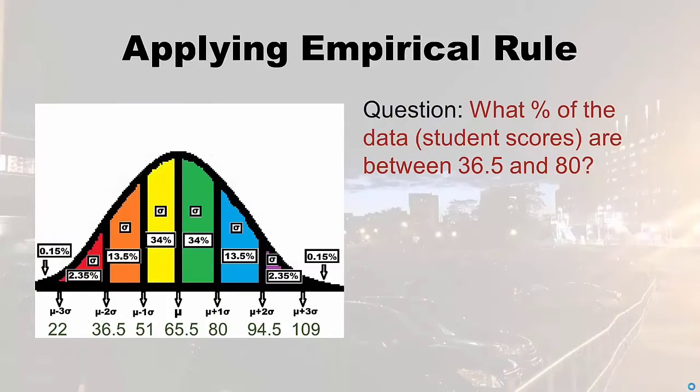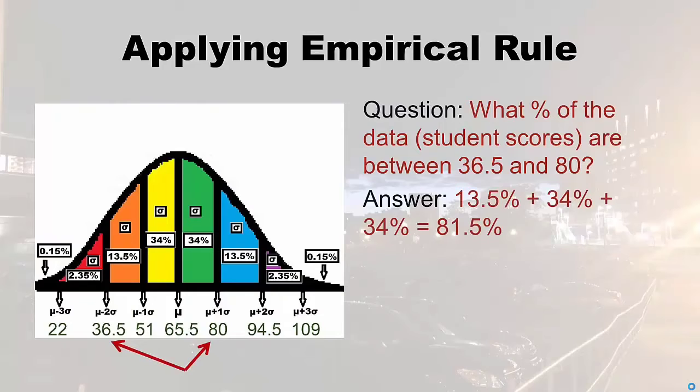So I'm going to go through some fake test questions to show you how to come up with the answer. Let's say the question was, what percent of the data student scores are between 36.5 and 80? Think about how you would answer that question. See where 36.5 is? It's on the lower limit of the orange part. And see where the 80 is? It's on the upper limit of the green part.